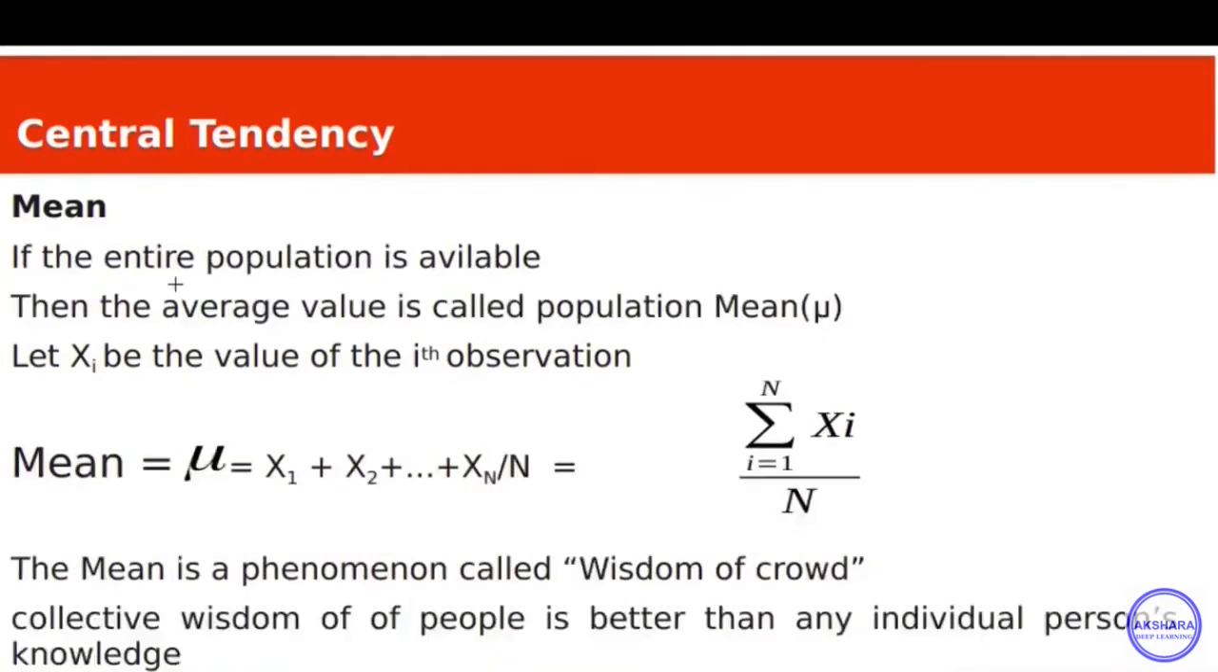Remember this. If the entire population is available, then mean can be expressed like this. Population mean will be denoted by mu: the sum of the observations in the population divided by the number of observations in the population. It is summation from 1 to n of xi divided by the total number of observations in the population. Mean is a phenomenon called wisdom of the crowd. The collective wisdom of people is better than any individual person's knowledge.